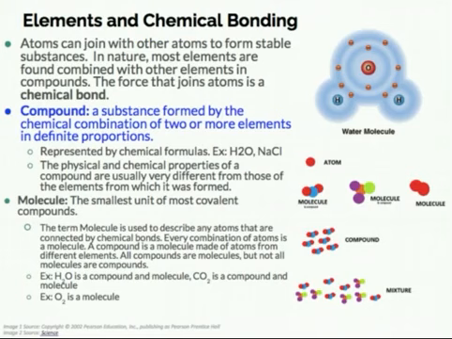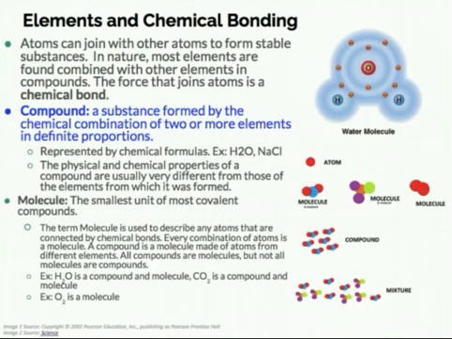So now we're going to move on and talk about elements and chemical bonding. Atoms can join with other elements to form stable substances, and in nature, most elements are found combined with other elements in compounds. The force that joins those atoms is a chemical bond. A compound is a substance formed by the chemical combination of two or more elements in definite proportions. Compounds are represented by chemical formulas, and a couple examples are H2O, water, and NaCl, sodium chloride, or table salt. Those are examples of chemical formulas.